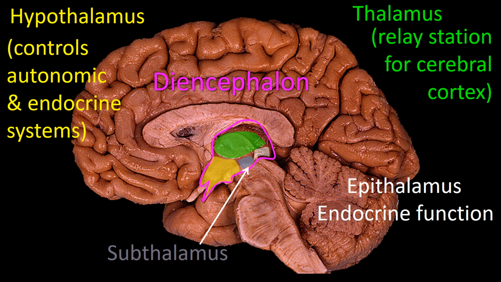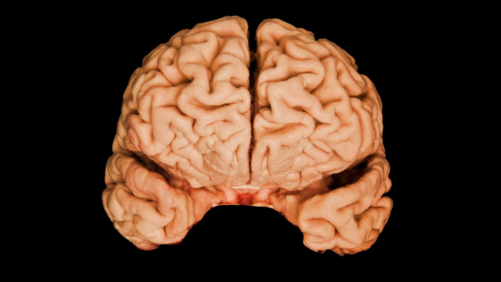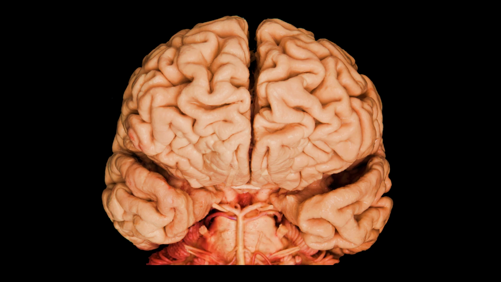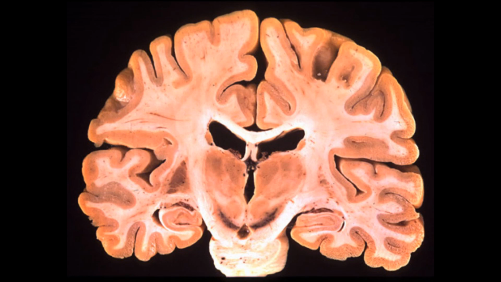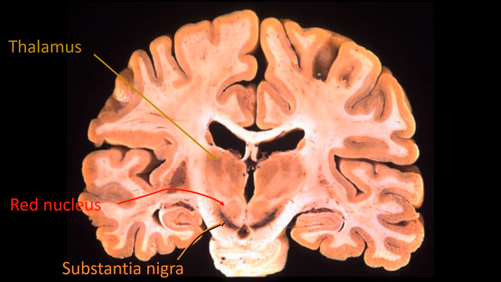In order for us to see the subthalamus, we must go back to the anterior view of the brain, but this time include in the specimen the upper part of the brainstem and cut not anteriorly as we did before to look at the basal ganglia, but more posteriorly to obtain this view. In it, you can see the thalamus, also called the dorsal thalamus, the red nucleus, and the substantia nigra.